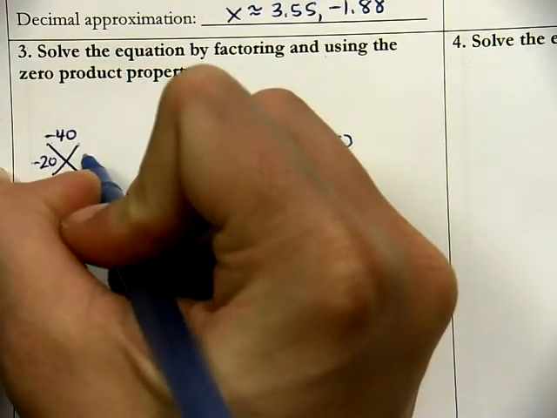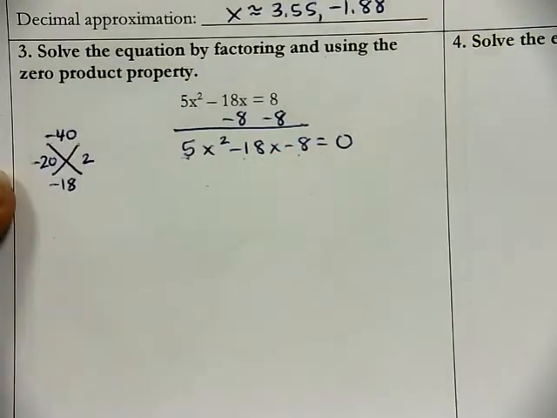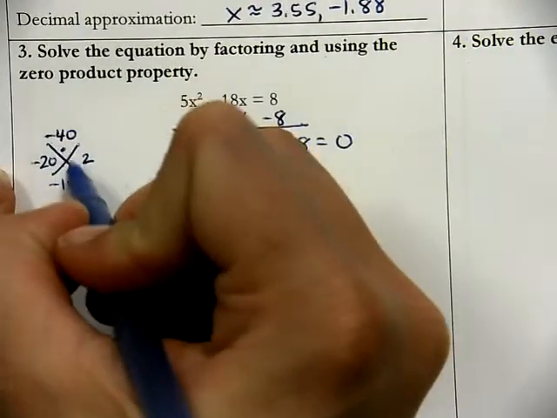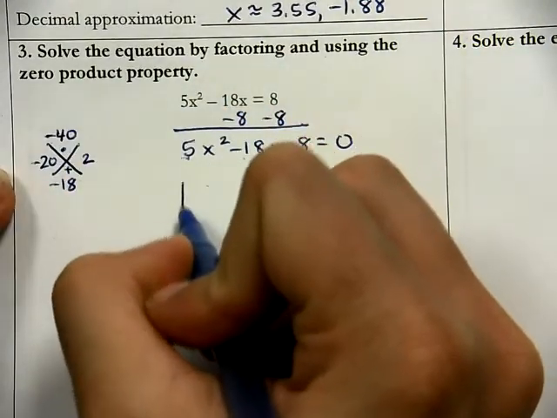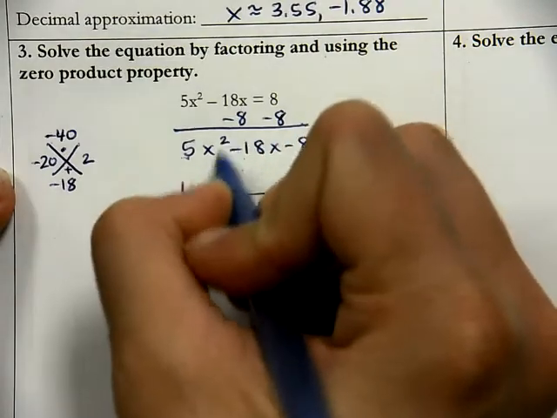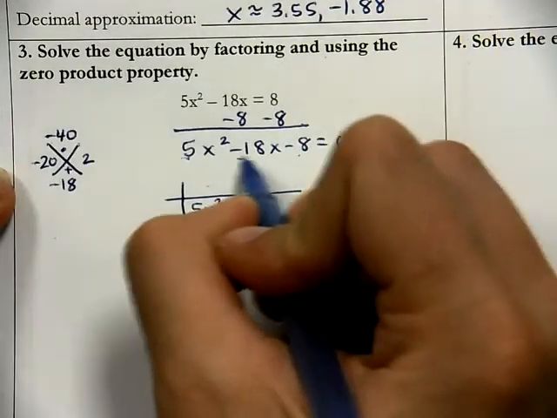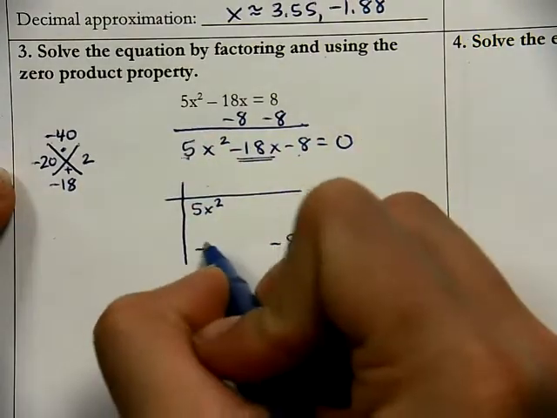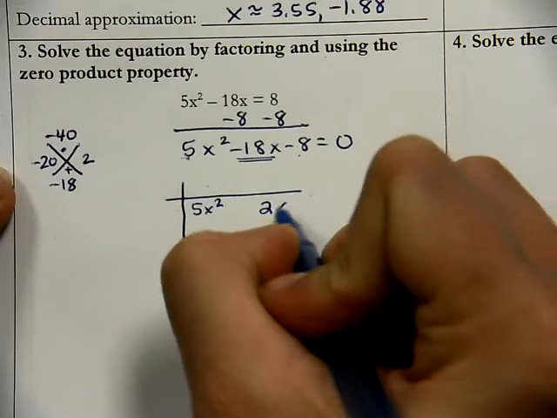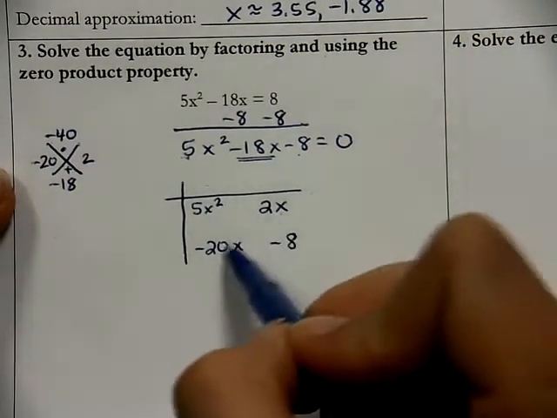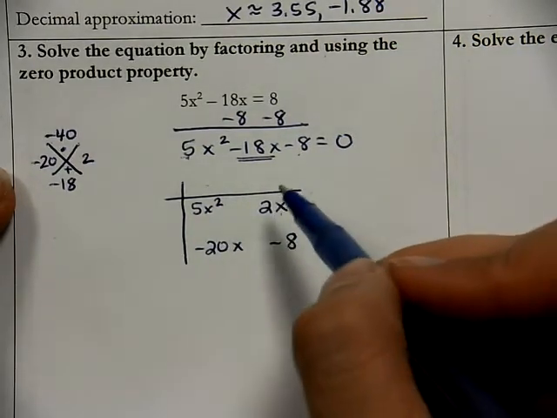I'm going to do negative 20 and 2. Those two numbers multiply to be negative 20 and add to be negative 18. So, in factor by grouping, I put my 5x squared here, my negative 8 down here. That middle term, we're going to break it apart into negative 20x and a positive 2x. Now, we could have interchanged where these go. It doesn't matter. We'll still get the same thing.